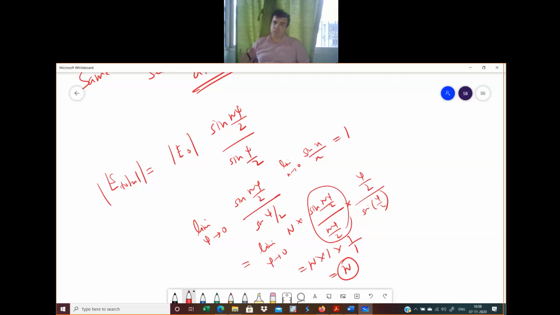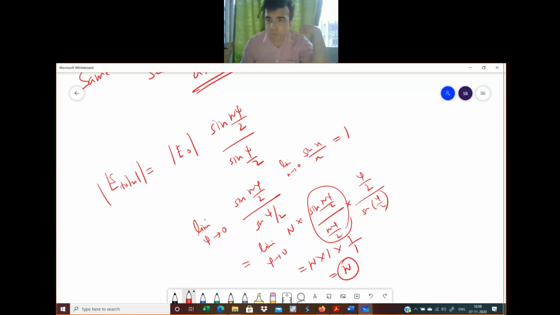Yes, your method is also correct. You can take the derivative of both numerator and denominator, it will come cos, put the value. The answer will be n anyway. Agreed? Right? So the maximum value of this is n.